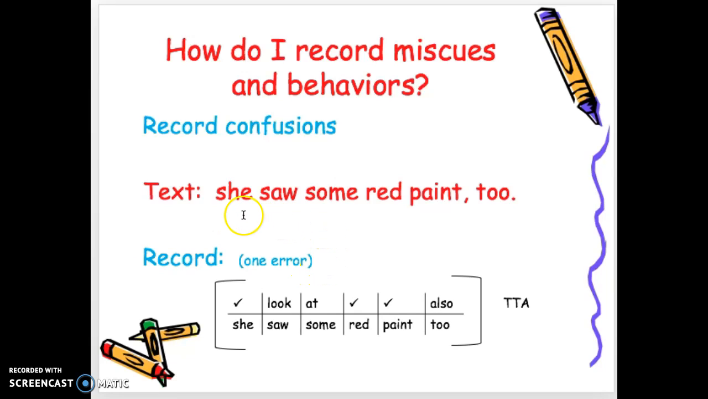If there's confusions, she saw some red paint too, and the child read she looked at red paint also. So there's the errors. In some ways we could say, oh, that looks like 3 errors, but we're only going to record it as 1 error because she got kind of the gist of what was going on. But when she said the word look, it made more sense to say at than some. Look at red paint, and then also. Okay?